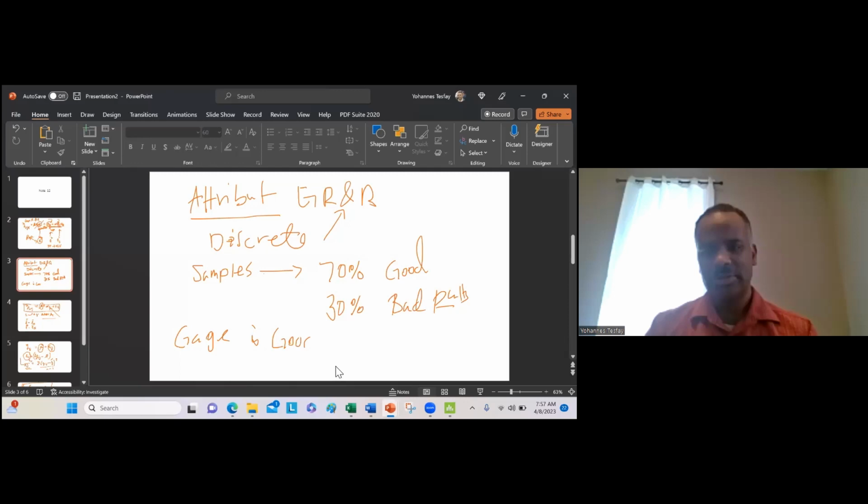What is the ability? What do we call, what is the ability of the gauge?